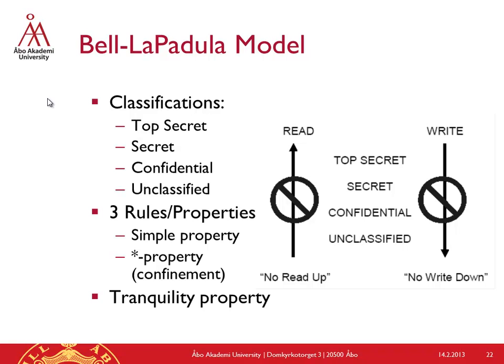Another rule is no write down. This is not so obvious, but quite interesting. For example, if you have access to secret information, you cannot write this information down to the confidential or even unclassified level. Why? Because if you had such an ability, you could disclose information to untrusted persons. That's why you cannot write down. So this is quite an interesting rule.